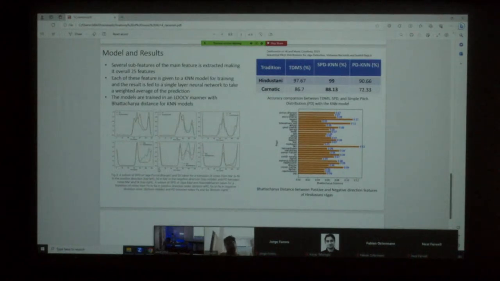Besides these, it's even, to an extent, tempo invariant, so we can play the same music in different tempos and still get approximately the same accuracy.